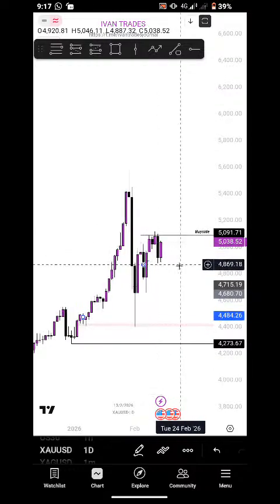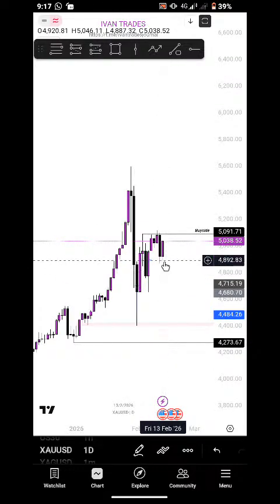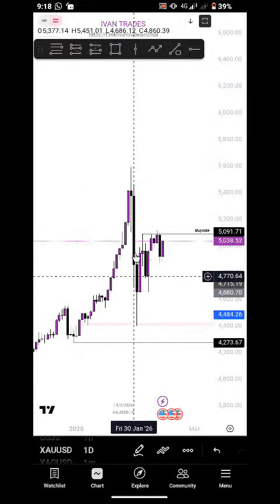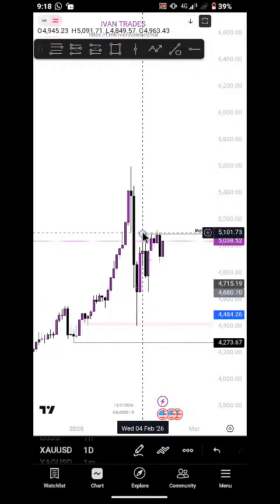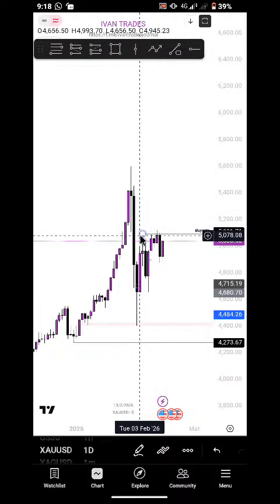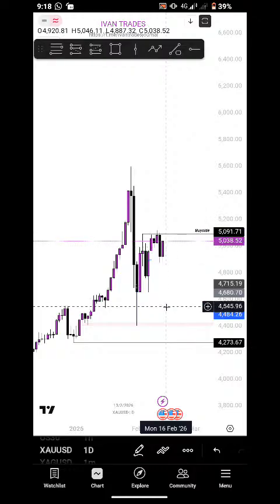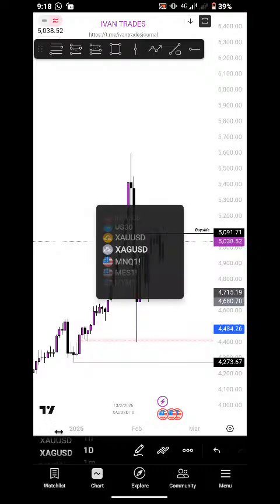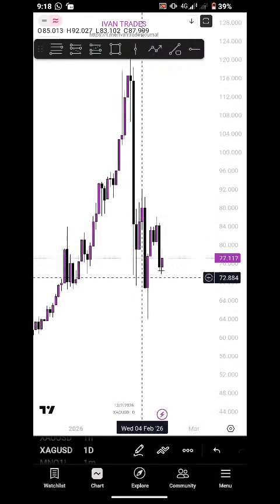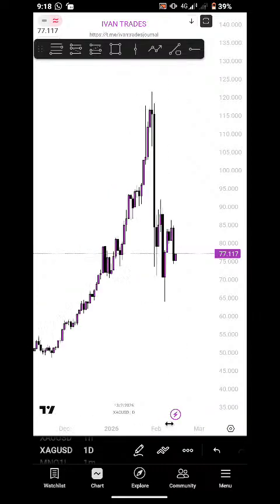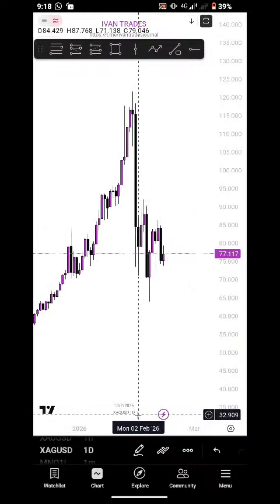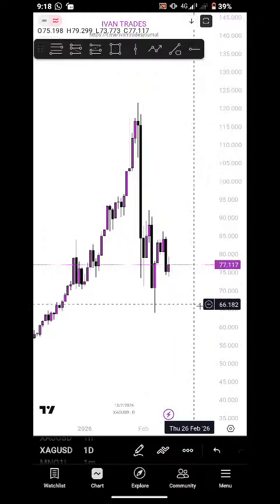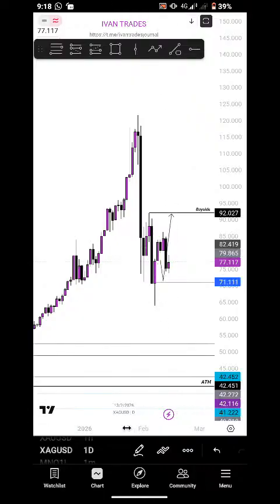So currently I am neutral. Price can absolutely pump towards this current all-time high, or even dump even more after sweeping this short-term high right here. It can just dump. So I don't have a bias for gold or even silver at the moment, but silver is kind of bearish. You can actually see some setup forming right here, but generally it's stuck inside of the range.